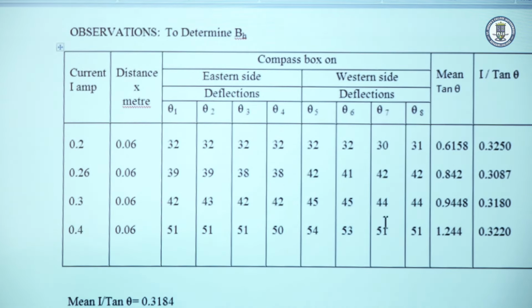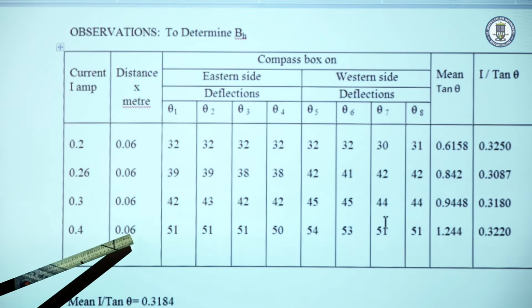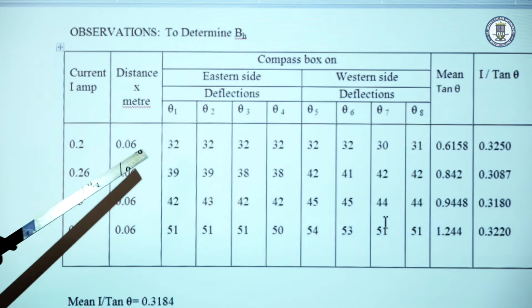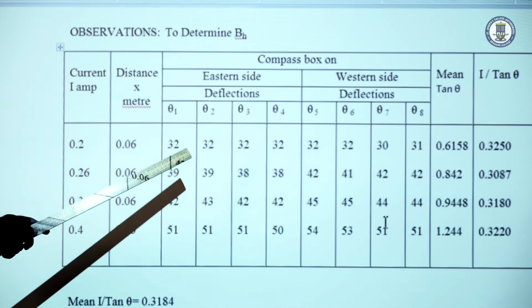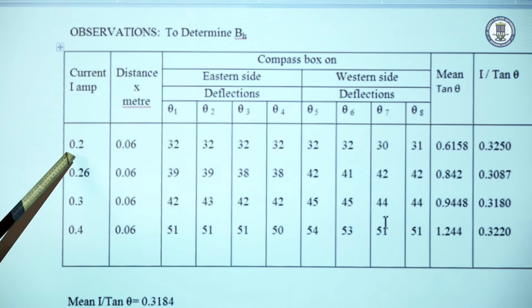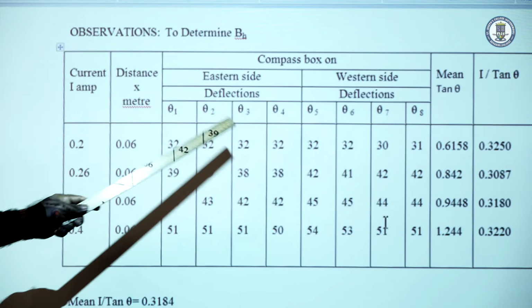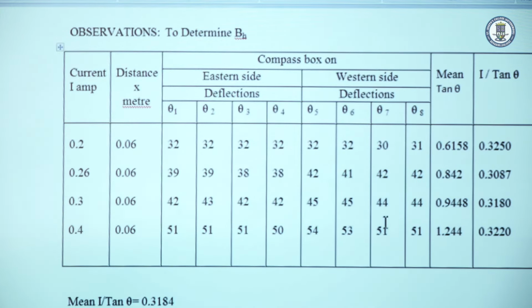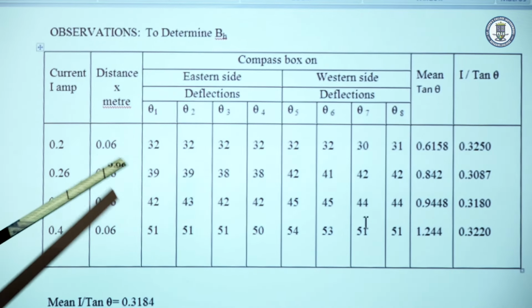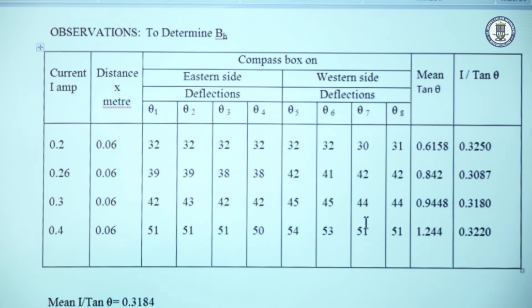Then for the determination of BH, here we are changing the current and the distance is kept constant at 6 centimeter. So the current is 0.2, 0.26, 0.3, 0.4 etc. For a current of 0.2, when the compass box is placed on one side, the eastern side, we obtain the first 4 deflections as 32, 32, 32 and 32. And for the same current and the same distance, when it is placed on the other side, the western side, the deflections are 32, 32, 30, 31. So the mean deflection is calculated and from that tan theta is calculated. This is the tan theta value, and I by tan theta is calculated, 0.2 divided by tan theta, 0.61358, and we obtain 0.3250.